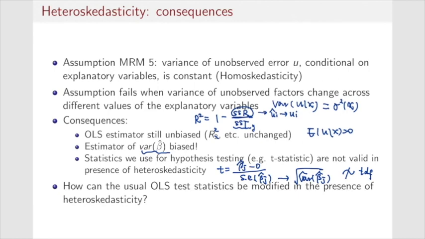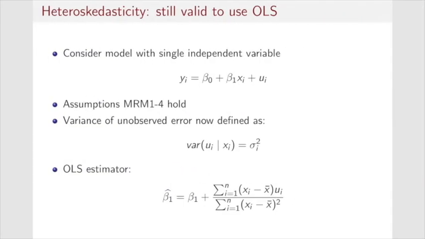In this lecture, we will learn how we can modify the usual OLS test statistics in the presence of heteroscedasticity. First, let's consider the simple linear regression model with only one independent variable, x_i. Assumptions 1 to 4 still hold. We do not impose Assumption 5 on the constant variance of the unobserved factors. Instead, now we assume that the variance of the unobserved error u_i is equal to sigma_i square.